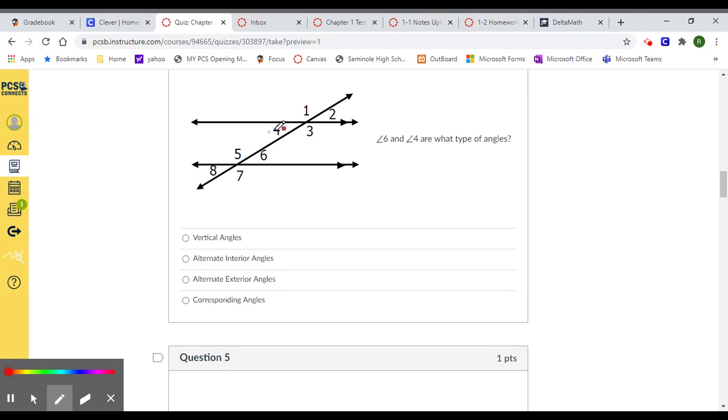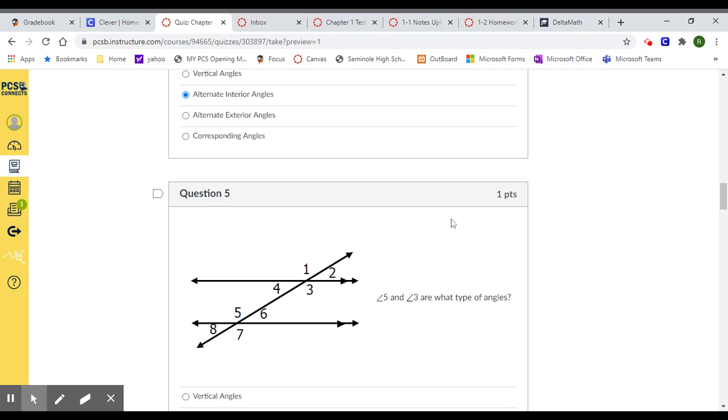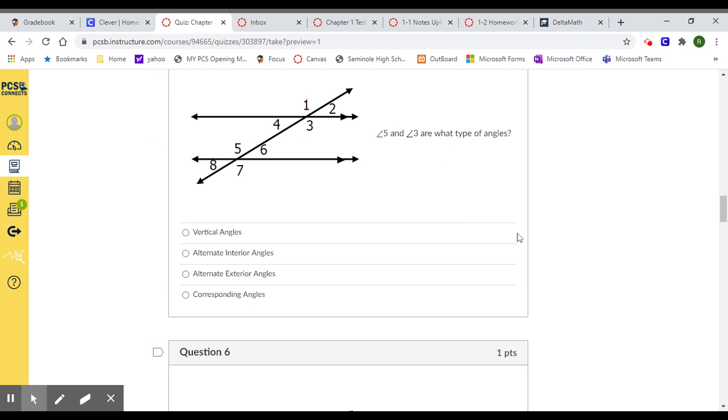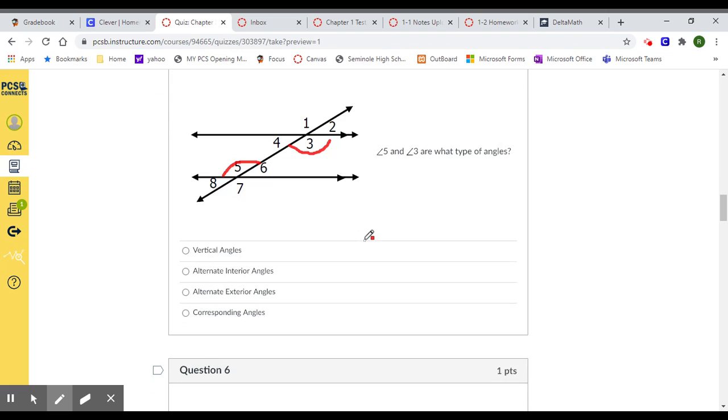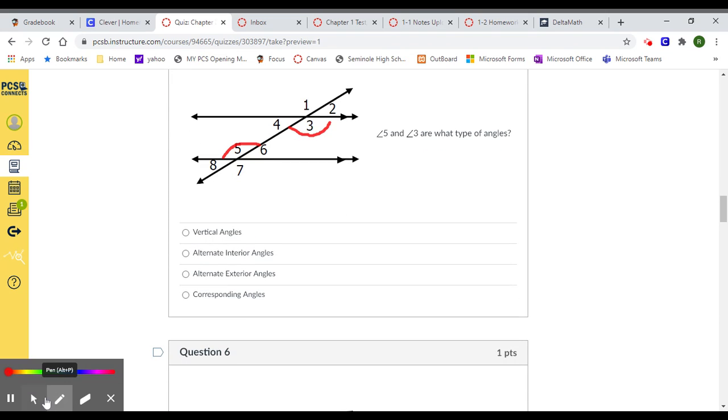Angle 6 and angle 4 are what type of angles? They're on opposite sides of the transversal, so they're alternate, but they're interior, inside of the parallel lines. So they would be alternate interior angles. Question 5. Angle 5 and angle 3 are what type of angle? Just like 4 and 6 up here, these are also alternate interior angles.